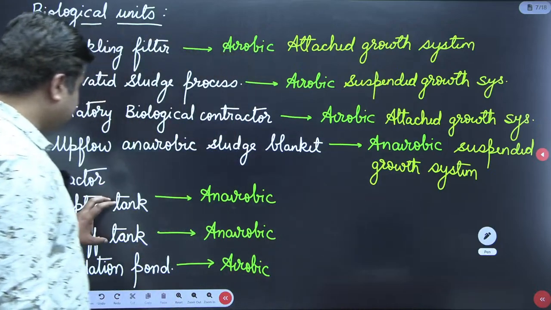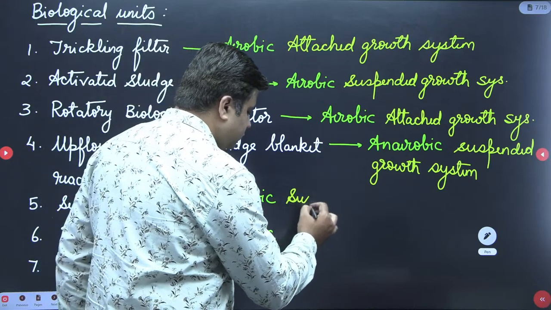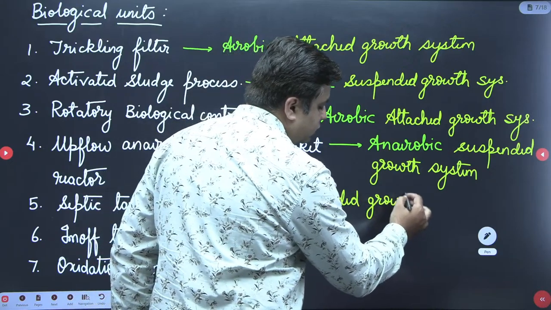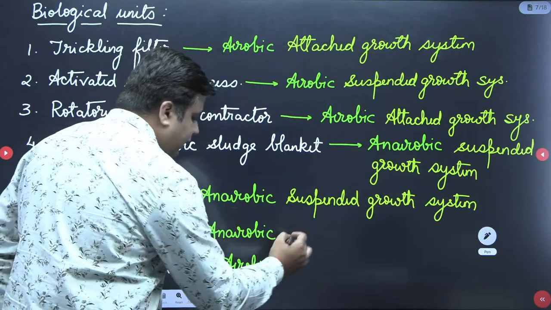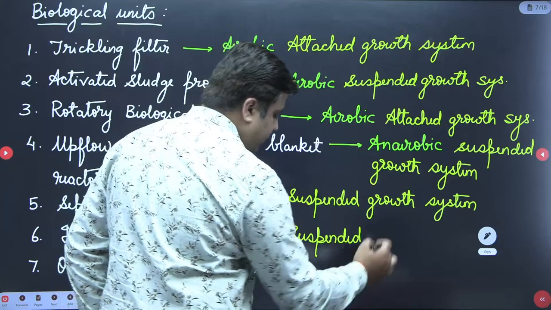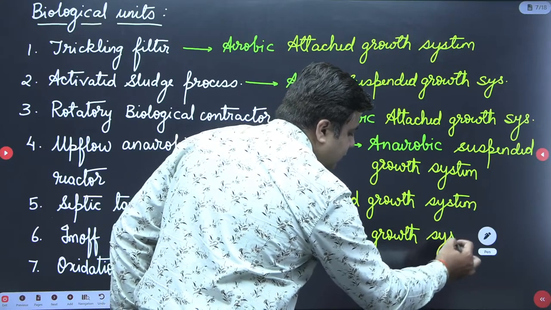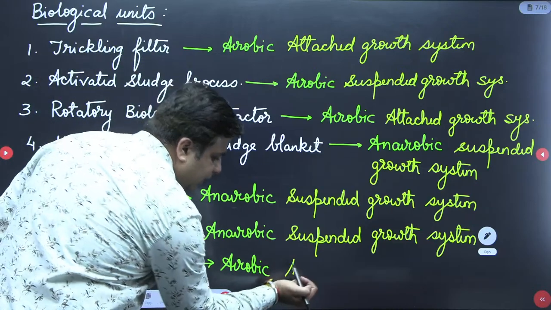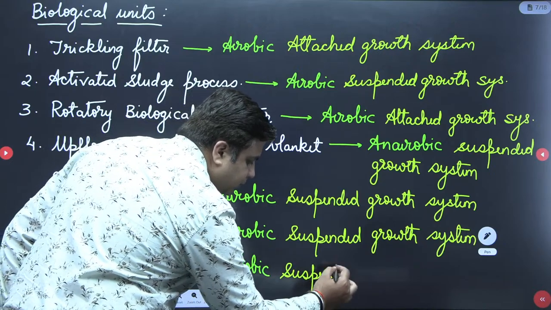You have this septic tank and EMOF tank. Both are anaerobic suspended growth systems. This is also an anaerobic suspended growth system. The EMOF tank is also an anaerobic suspended growth system. And the last one is the oxidation pond, which is an aerobic suspended growth system.